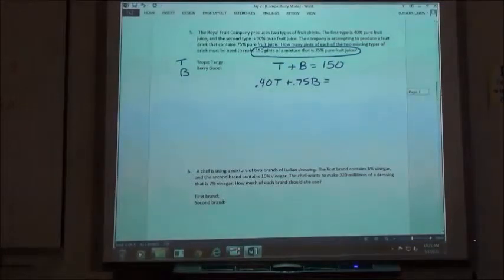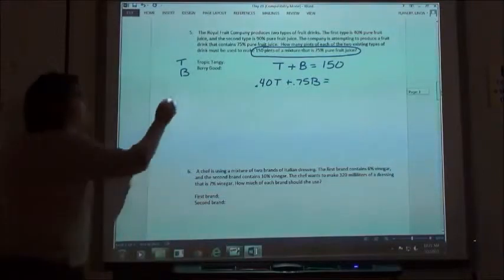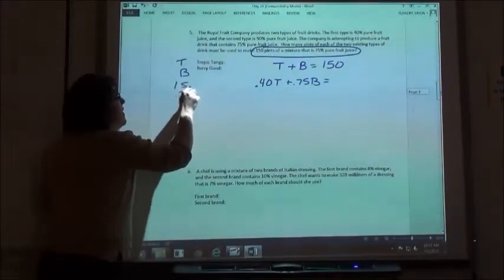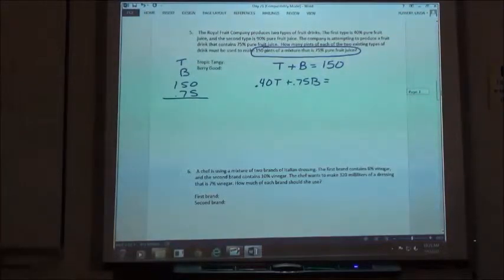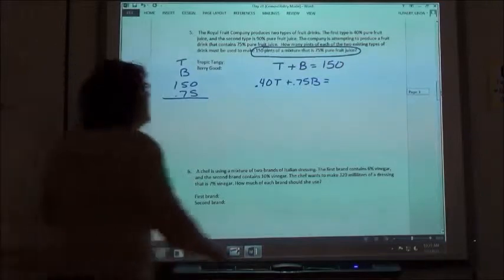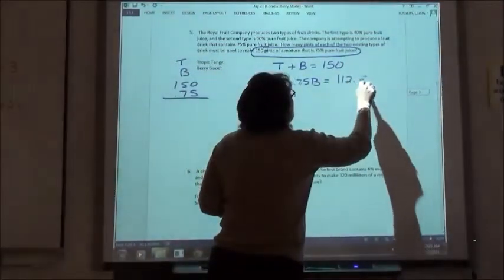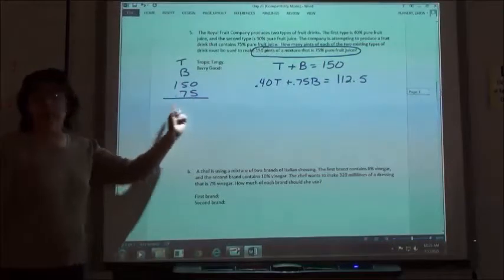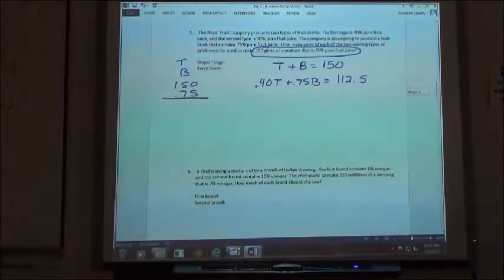We have 150 pints that is 75% juice. So we have to figure out what is 75% of 150. So 0.75 times 150 is 112.5. This is going to be 112.5 because it's the amount of pure juice that we have. The rest is probably water and sugar and some other additives.